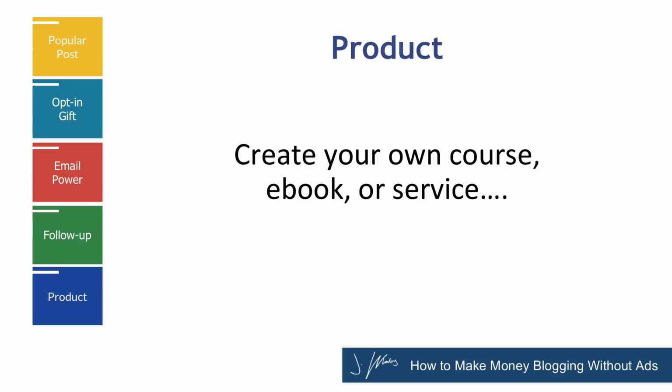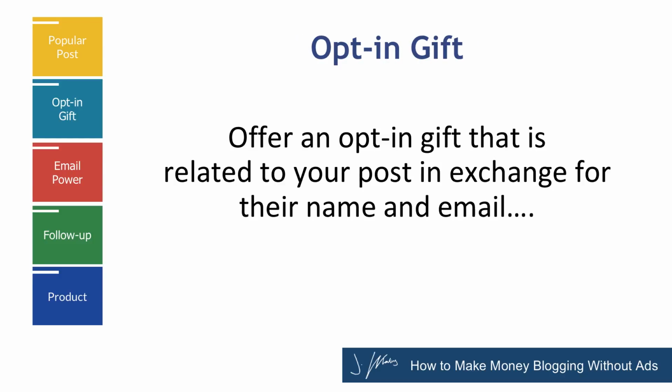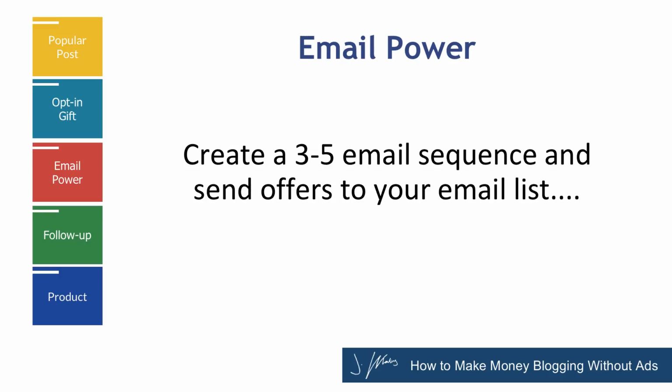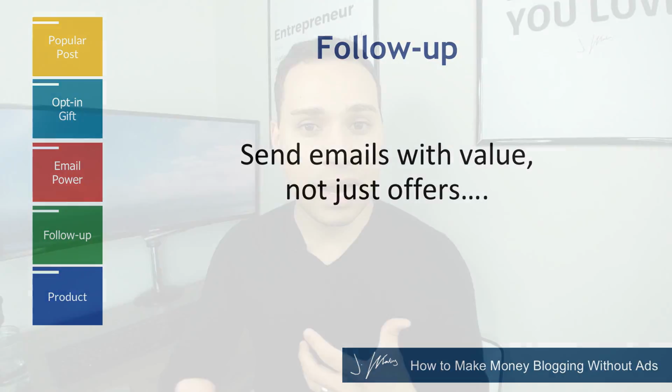So that does it for the 5 simple steps for monetizing your blog. So just a quick summary, we looked at the top posts on your blog. We created custom opt-in gifts for those specific posts. We did a simple 3 to 5 email sequence where we give them the opt-in offer and then we make an affiliate offer. And then after that, we just send them a couple emails a week, and maybe 1 out of 3 or 5 emails is another affiliate offer.